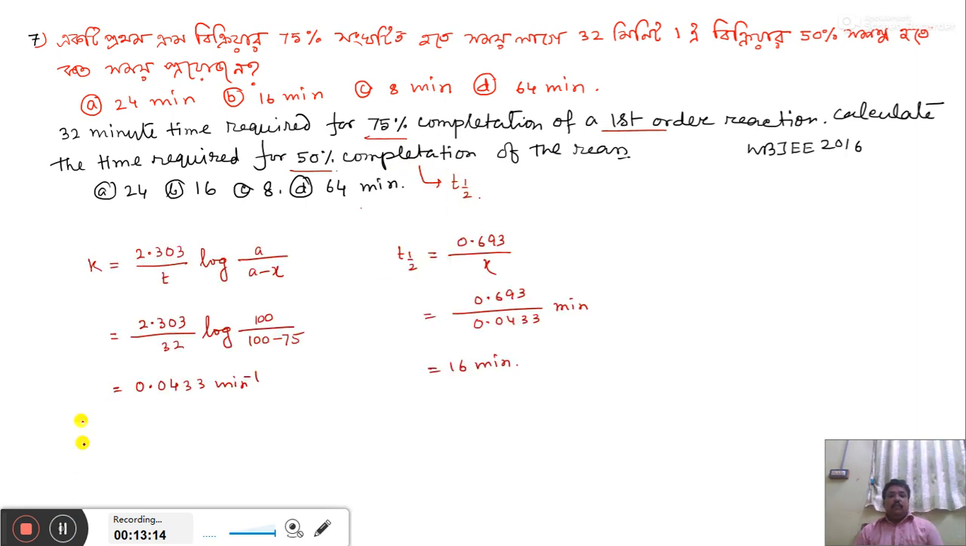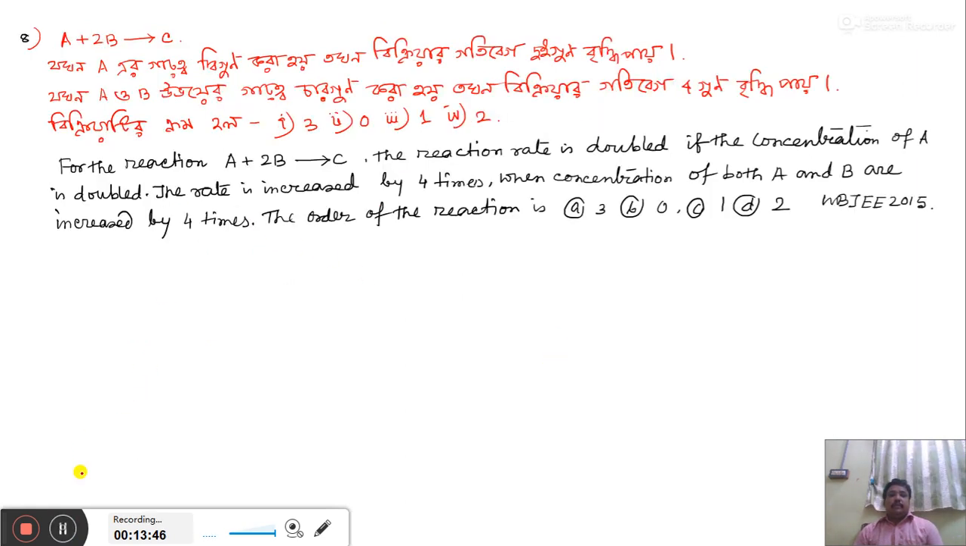Now we know K is equal to 2.303 by t log of a by a minus x. Here t is 32 minutes and x is 75, a is 100. Putting all the terms, we get the value of K is 0.0433 minute inverse. Now 50% completion means t half. t half is equal to 0.693 by K. Putting the value of K, we get t half is 16 minutes. So option B is the right one.